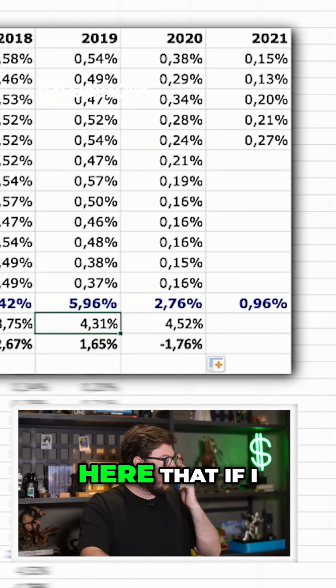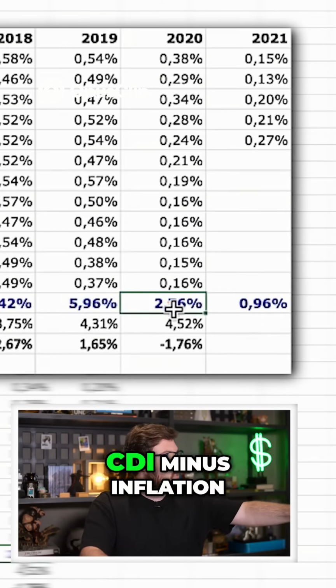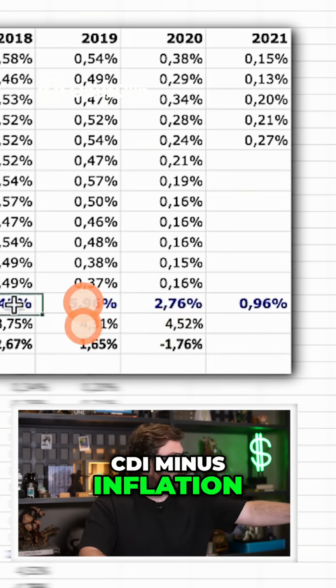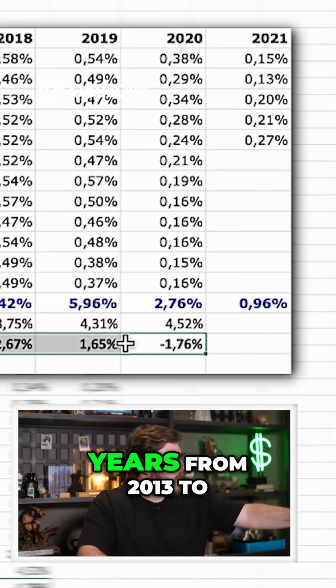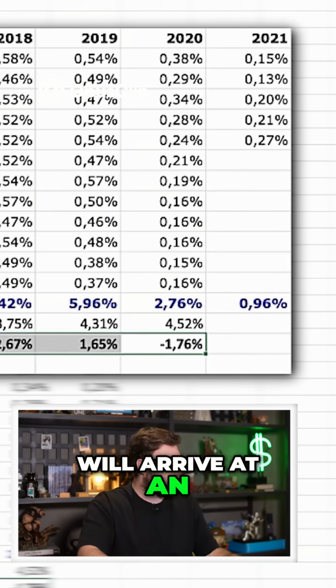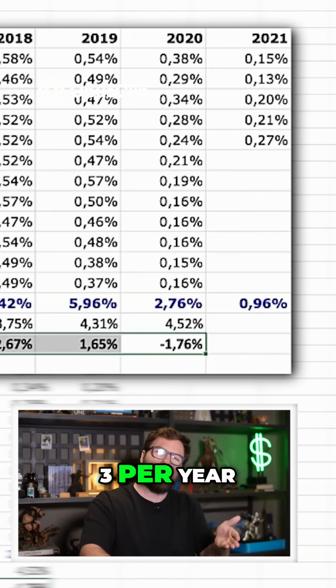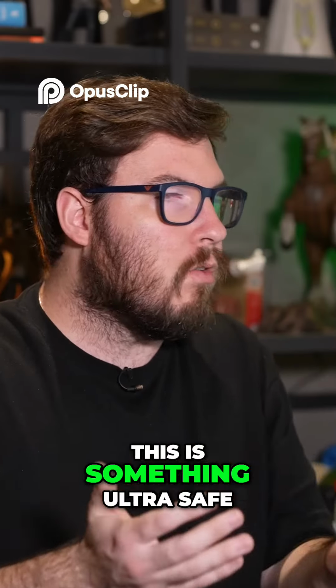So you can see here that if I include inflation, I have the CDI minus inflation, CDI minus inflation, CDI minus inflation. So I arrive at an average rate, if I take the average of all the years from 2013 to 2020 at least, we'll arrive at an average of 3.3% per year, except that this is invested in fixed income. This is something ultra safe.